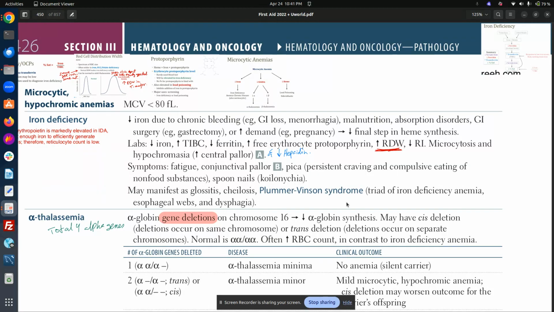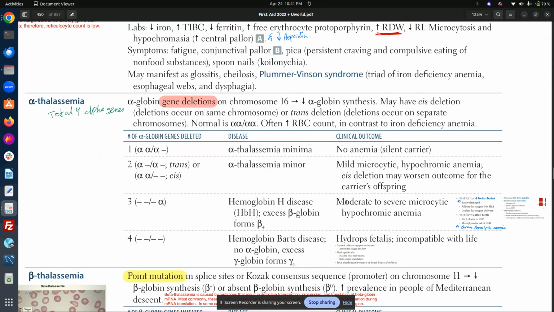Okay. Now let's talk about thalassemia. There are two types of thalassemia, alpha thalassemia and beta thalassemia. For exam purposes, to make things easy, just remember that in alpha thalassemia, there is gene deletion on chromosome 16, gene deletion, not mutation. In beta thalassemia, there is point mutation on chromosome 11.